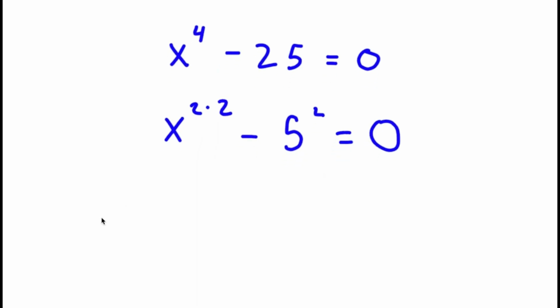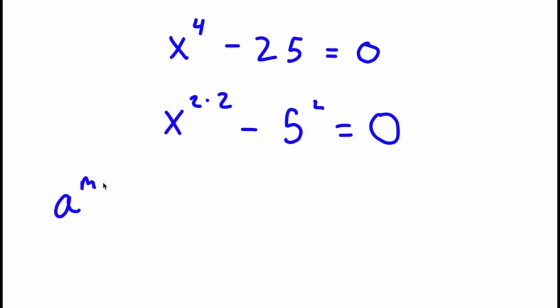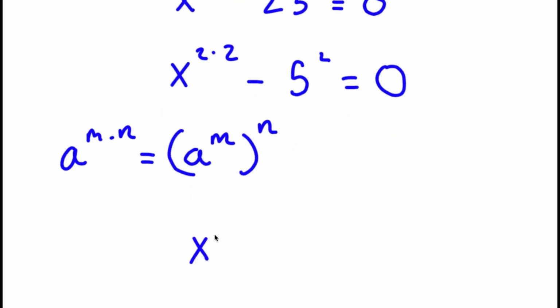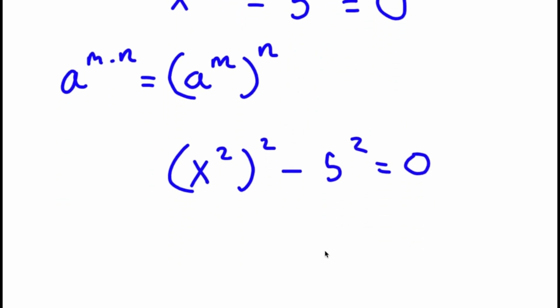Now, if I have something in the form a to the power of m times n, this is equal to a to the power of m to the power of n. So in this case, x to the power of 2 times 2, I can rewrite as x to the power of 2 to the power of 2. Now I have this minus 5 to the power of 2 is equal to 0.